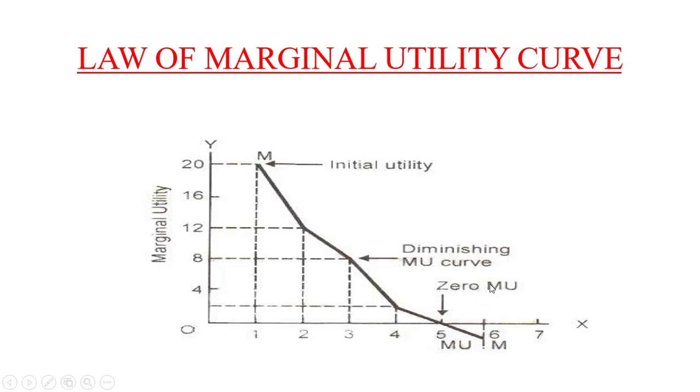So from this diagram you can see that the maximum was 20, which is the initial outlay. When it is going down, it is known as the diminishing marginal utility curve. When it becomes 0, it is known as zero marginal utility. And when it goes below 0, it becomes negative. So this is the diagram of the marginal utility curve given from the table.